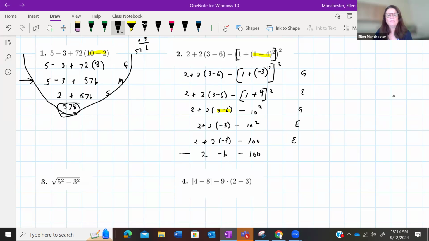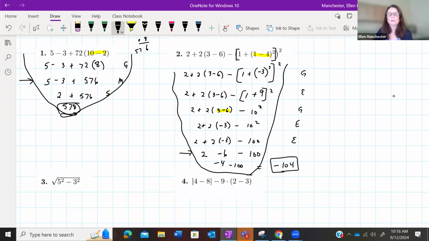And now we have all the same. Adding and subtracting, working left to right. So 2 minus 6 is a -4 minus 100. So we end up with -1. Okay, so all of that gets sifted down to one answer.